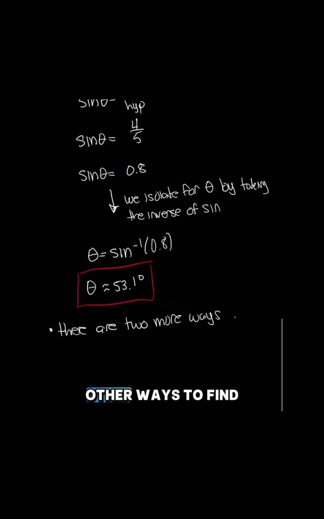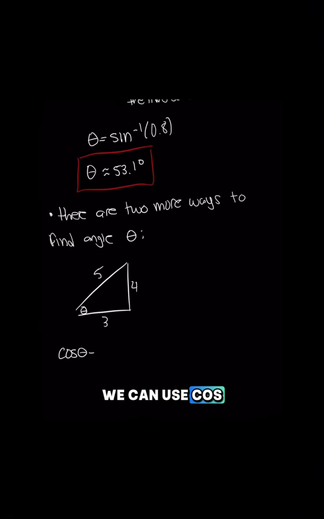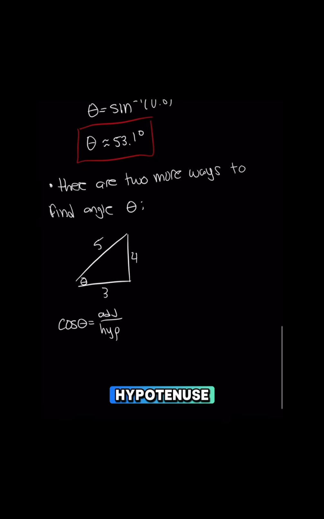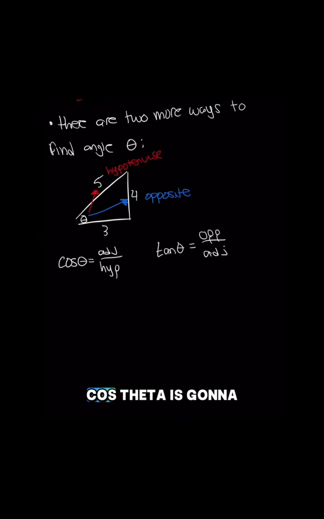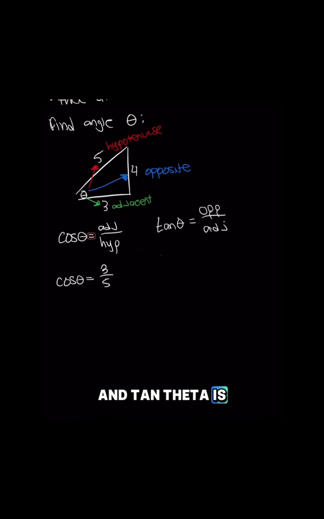There are also 2 other ways to find the angle theta. We can use cos theta, which is equal to adjacent over hypotenuse, and then we can also use tan theta, which is equal to opposite over adjacent. We can label our side lengths like so, and so cos theta is going to be equal to 3 over 5, and tan theta is equal to 4 over 3.